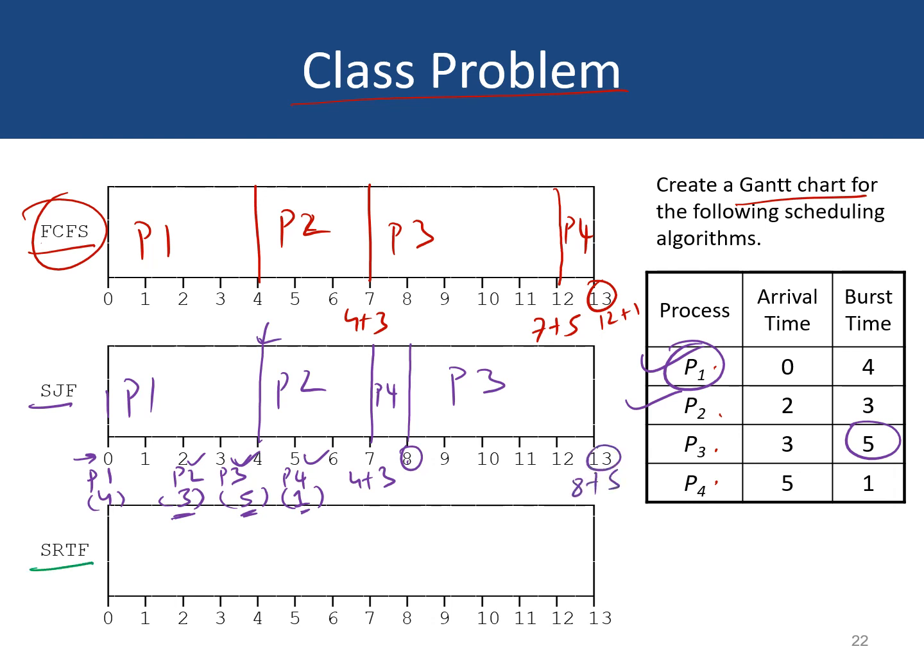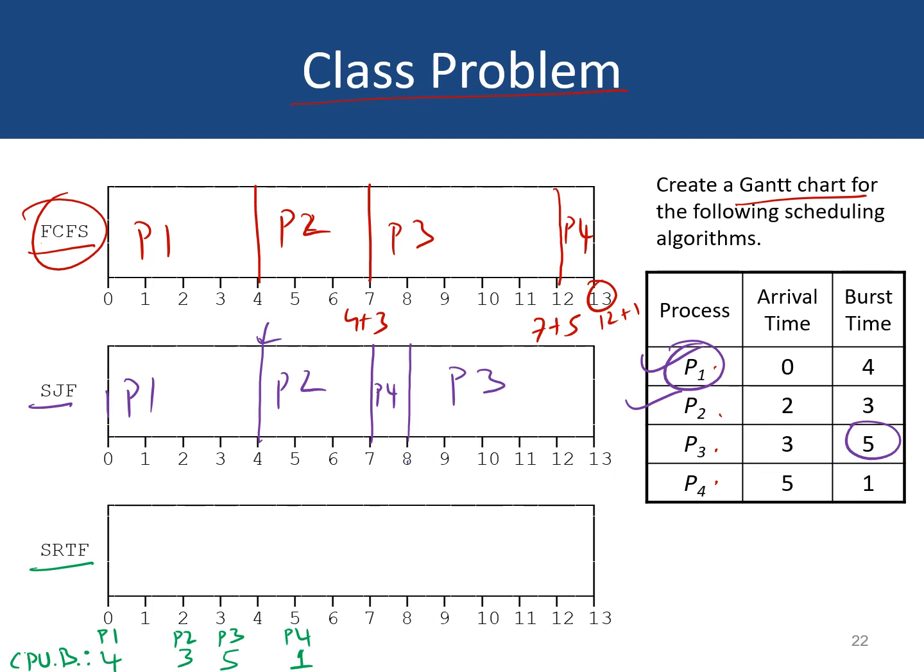Finally, we have the shortest remaining time first algorithm. Once again, let's mark the arrival of the processes and their CPU burst sizes here. At time 0, there is only one process in the system, which is process P1, and therefore P1 gets to execute on the CPU. So P1 begins execution, and at time 2, P2 arrives.